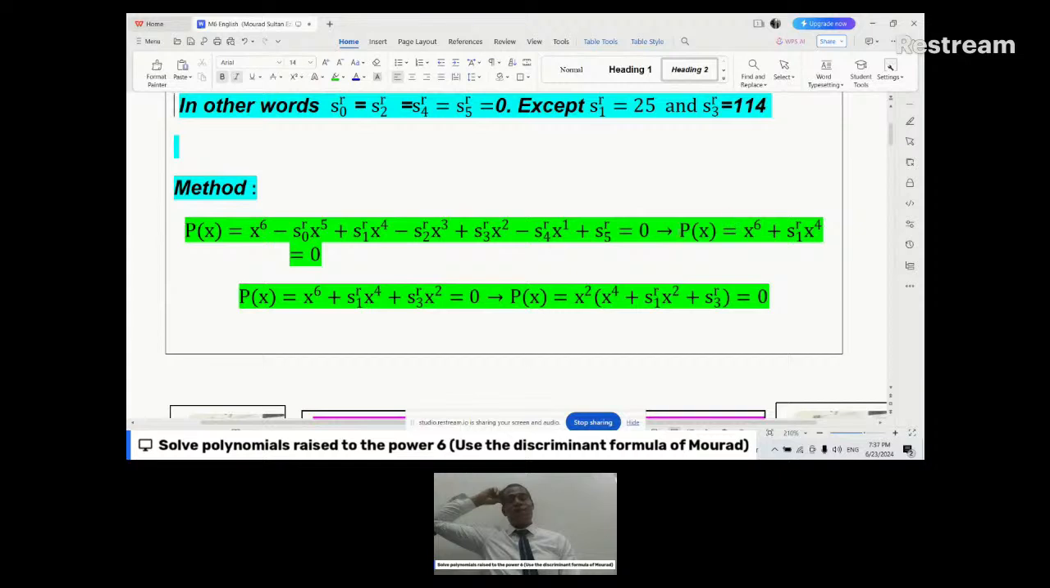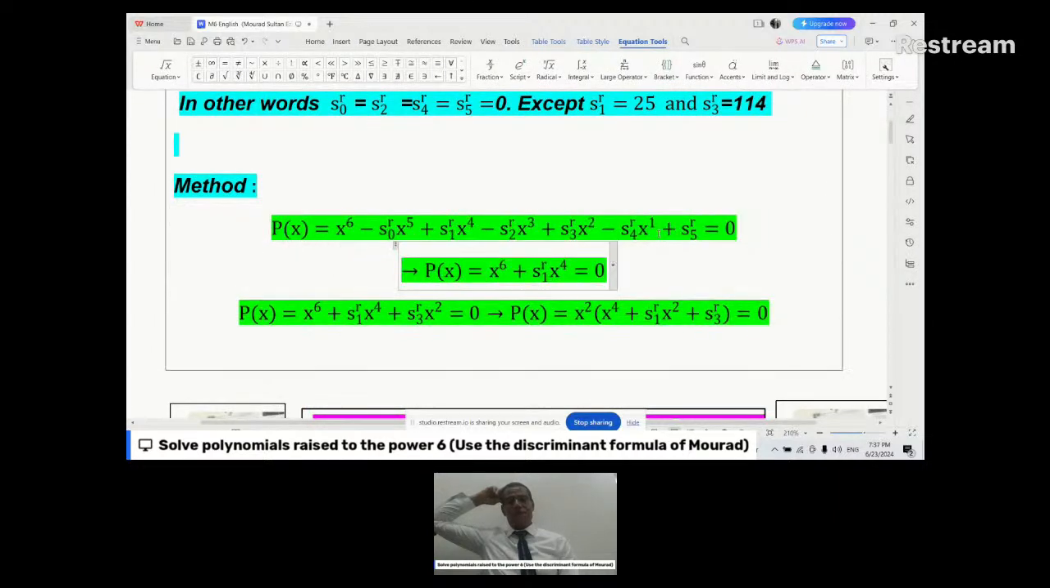Means that I'll just write it down. Means what, learners? This is S3, of course, plus S3, this one, Mr. Mourad, raised to the power 3, and x raised to the power 2, this is 2. Now, this one equals 0 means what, learners?